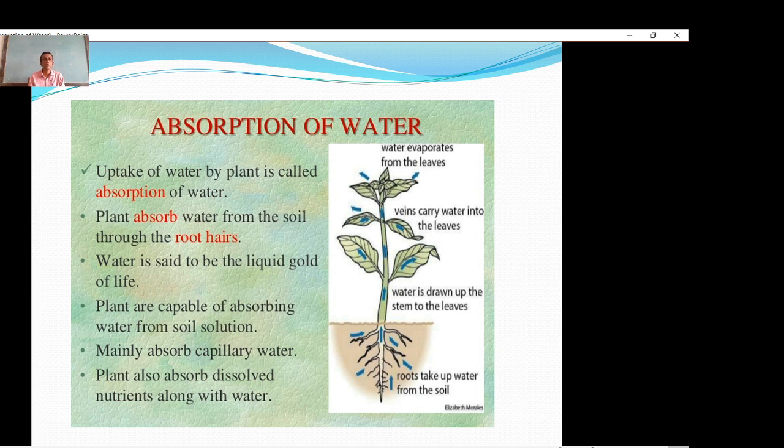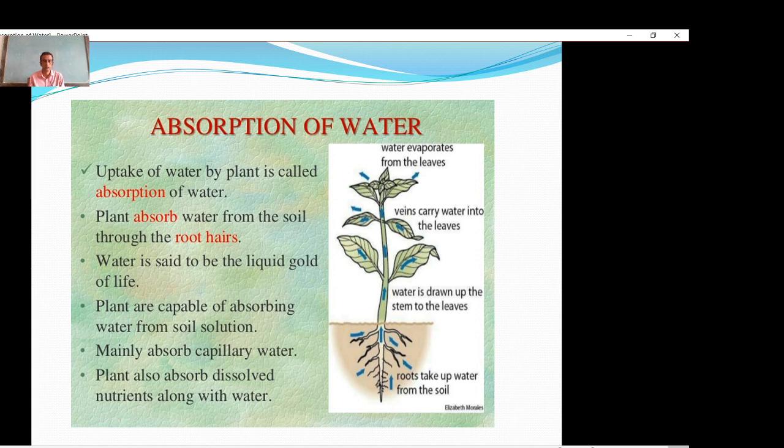Water is said to be the liquid gold of life. Water has many roles in a plant body, so it is called just like gold. So water is said to be the liquid gold of life, not only for the plant but generally for all living organisms. Plants are capable of absorbing water from the soil solution.